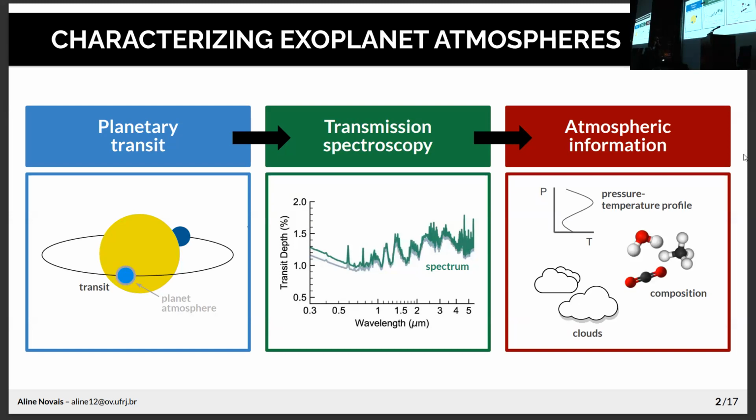So for example, what is the composition of this atmosphere? What is the pressure temperature profile? Some information about whether they have clouds or not, and etc.